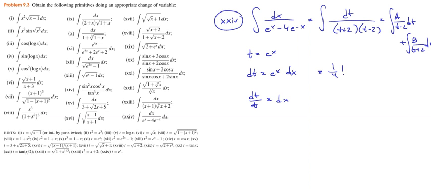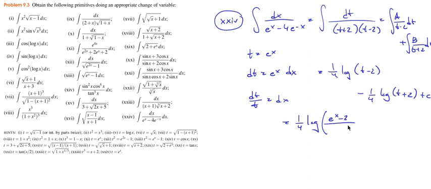you will get 1/4 of the logarithm of t minus 2 minus 1/4 of the logarithm of t plus 2 plus the constant. Okay, in other words, 1/4 of the logarithm of e to the x minus 2 divided by e to the x plus 2 plus a constant. And that's the last primitive of this exercise.